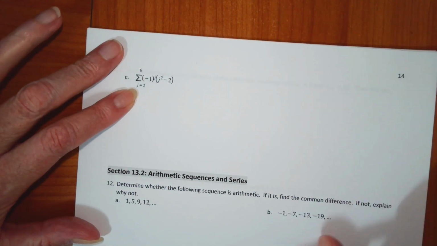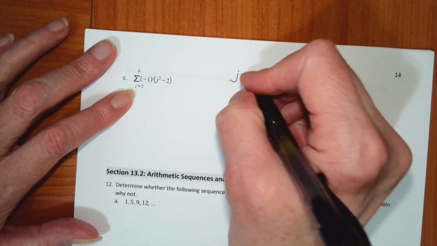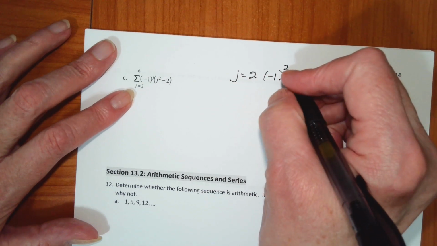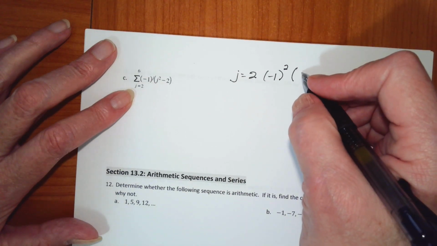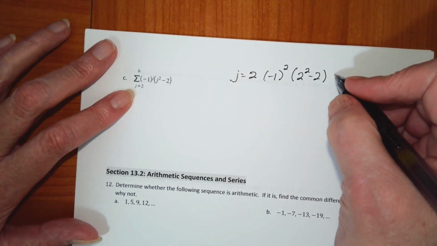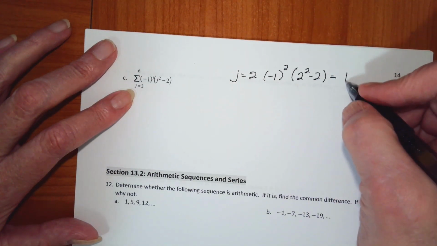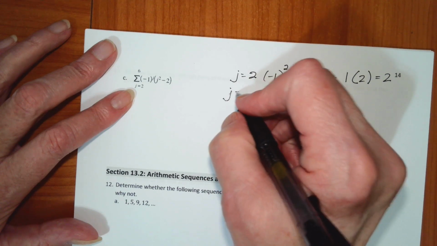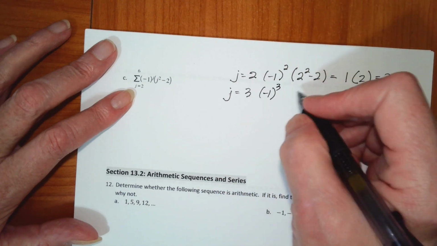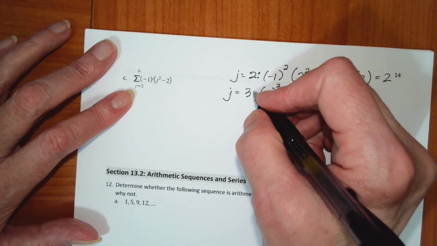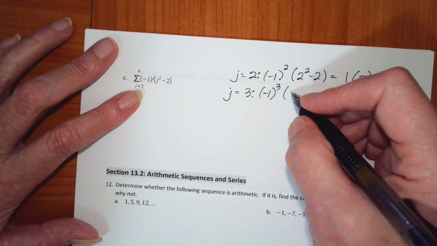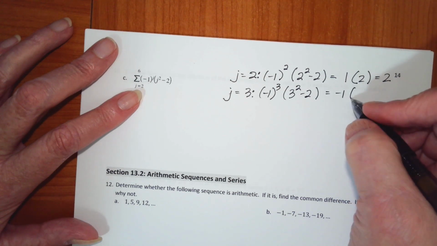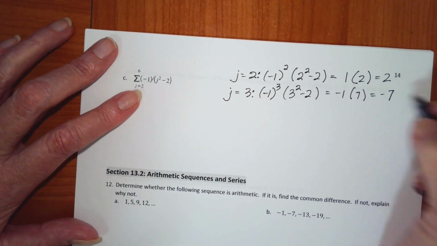Okay, j equals 2 to 6 of this formula. So if j is equal to 2, then I have negative 1 to the second times 2 squared minus 2, which is 1 times 2, which is 2. If j equals 3, negative 1 to the third, and then I have 3 squared minus 2, which gives me negative 1 times 7, which is negative 7.